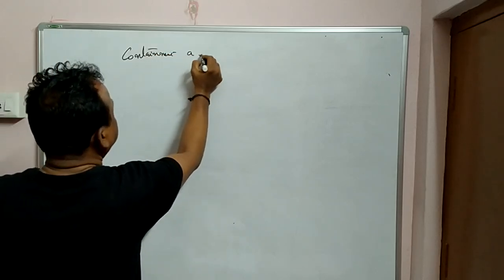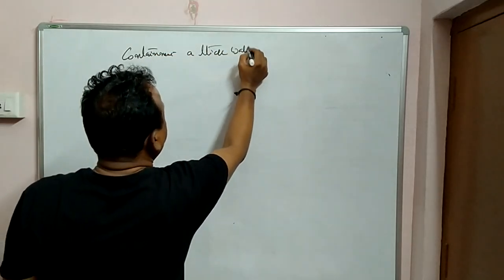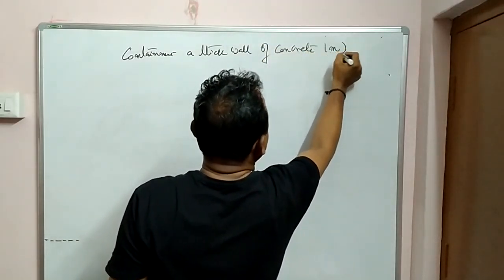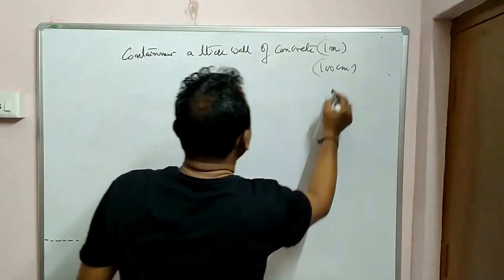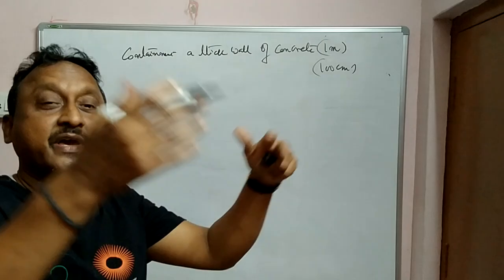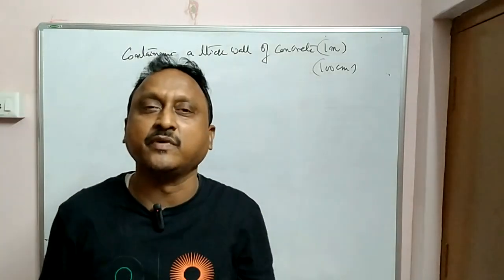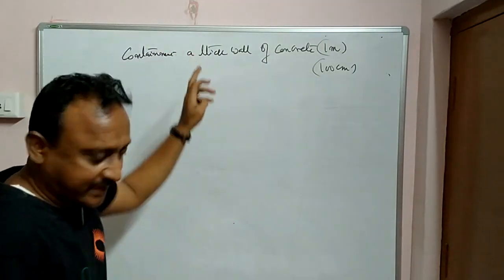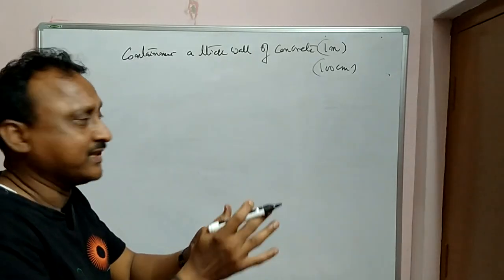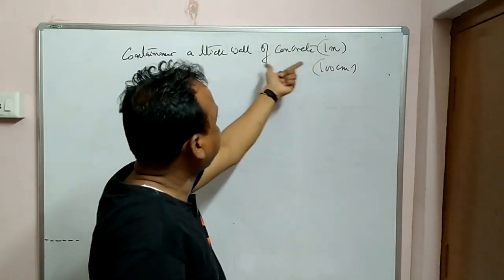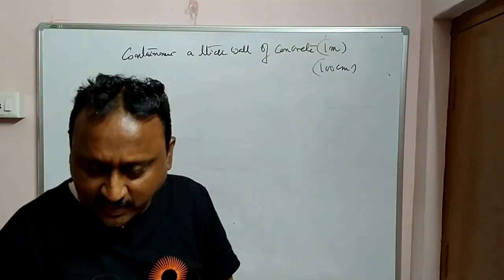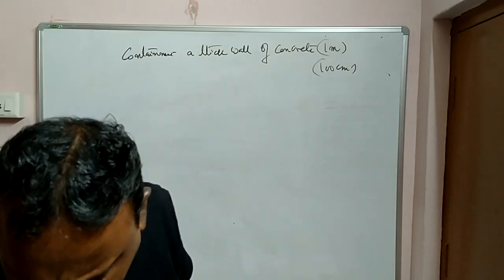Containment. That means a thick wall is constructed. Thick wall of concrete, around 1 meter thickness, 100 centimeters. So this much thick wall is constructed around the nuclear reactor such that the radiations may not come outside and may affect the people living there. So this is called as containment wall. Okay? It is like a protection wall, 1 meter thick concrete, so that the radiations will not come outside and affect the people living near the reactor.